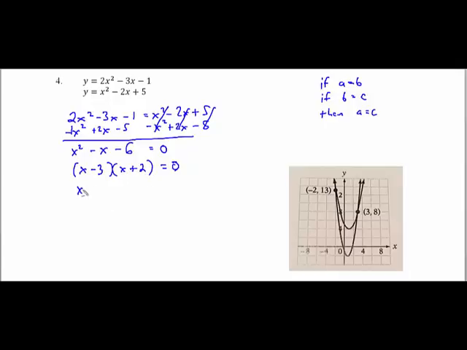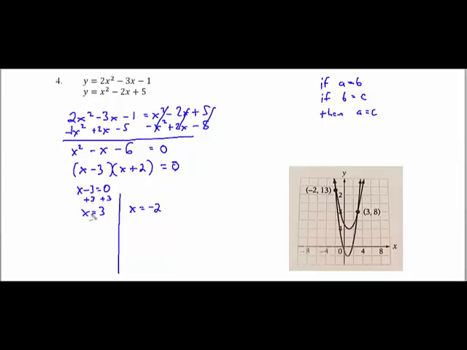Now, if I have my x minus 3 equal to 0, I'm then going to add 3 to both sides. So x is equal to 3. And to do this side mentally, if I put x plus 2 equals 0 and subtract 2 from both sides, I would get x is equal to negative 2. So these are my two x values. Now what I have to do is substitute these back into one of these two equations to figure out what my y value is.